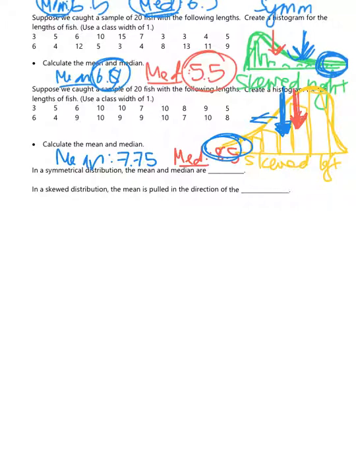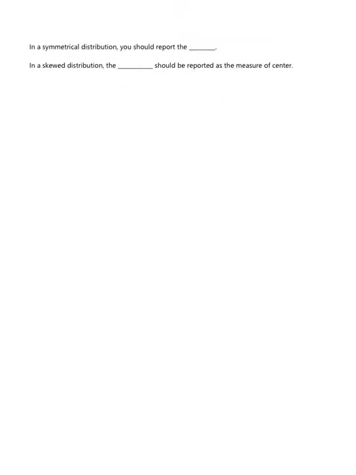So to summarize, in symmetrical distributions, the mean and median are going to be equal. But in skewed distributions, the mean is going to be pulled in the direction of the skew, meaning that if it's skewed left, the mean will get pulled towards the left, going lower, and if it's skewed right, the mean is going to be pulled toward those higher numbers, so it'll go larger.